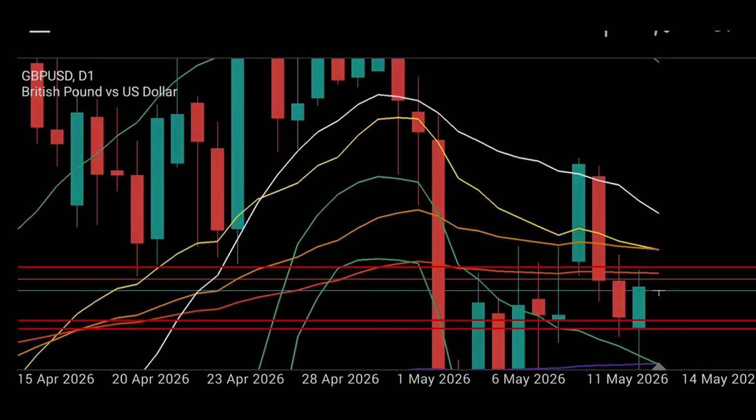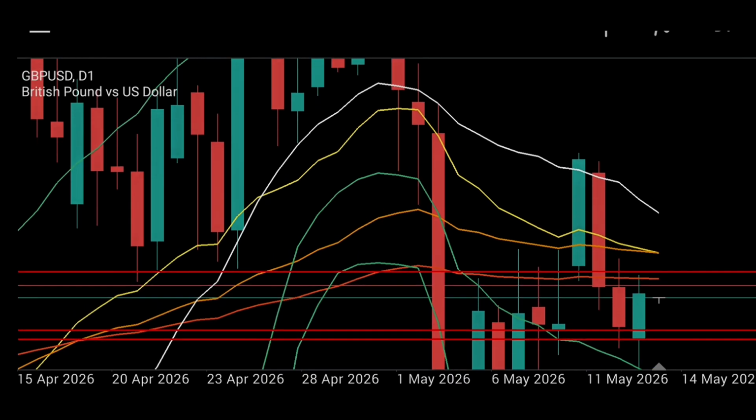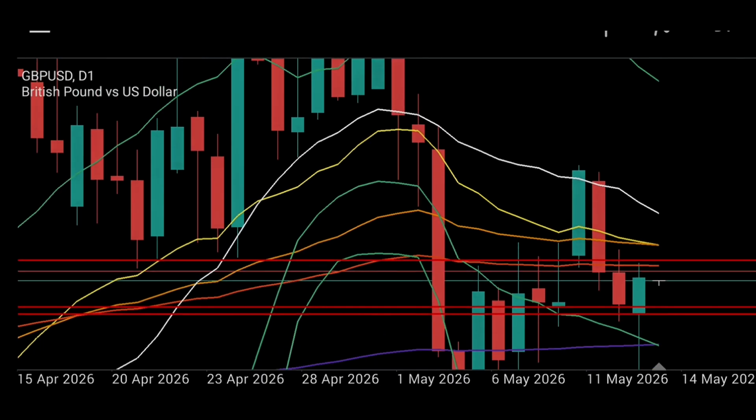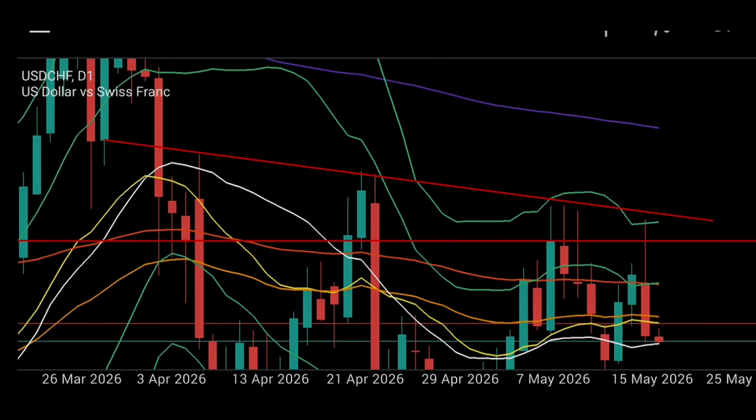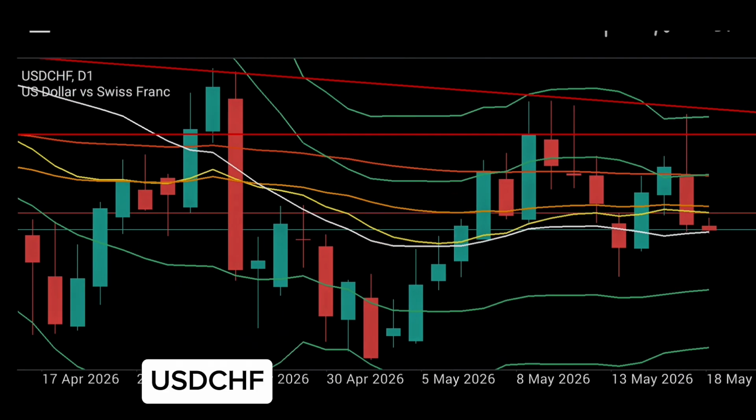If you can predict it from your own analysis, you can do it. But for me, I will avoid it because I have to follow my rules. Okay, this candlestick is not giving me meaning for now.